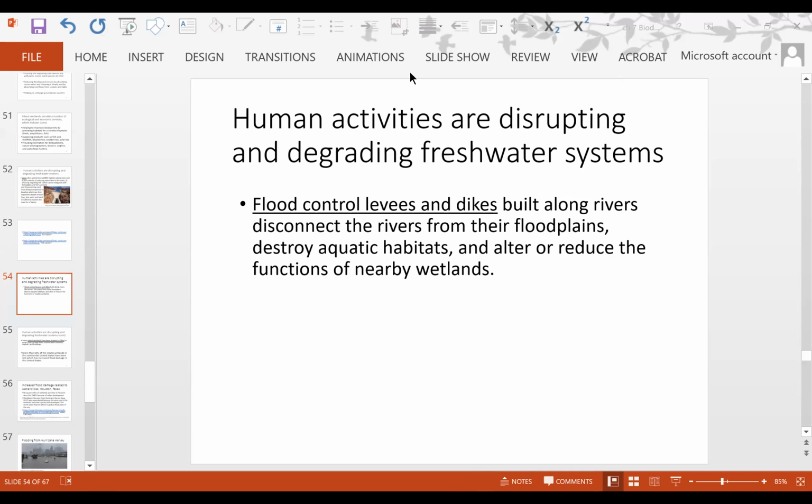And also, flood control levees and dikes that are built along rivers disconnect the rivers from their floodplains. Basically, these are barriers that are built along rivers so that if there is a flood, the water is not ending up in the natural floodplain area. And that can destroy aquatic habitats and reduce or block completely the water from reaching nearby wetlands.